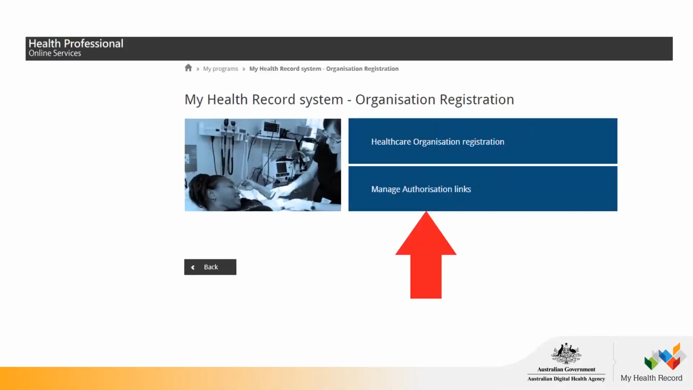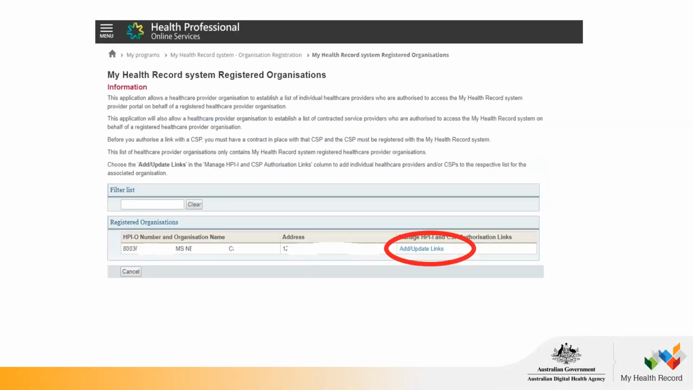So once we go back out in HPOS, go to My Programs, this time we're going to click onto the box that's circled there, which is My Health Record System Organisation Registration. That takes us to this. So we just click onto Manage Authorization Links and you get a screen something like this. So this is my own. I have just blocked out some of the details, but you will see your organisation name and the address of the organisation. And this allows you to do all sorts of things. So you can link healthcare service providers or contracted service providers to your organisation.